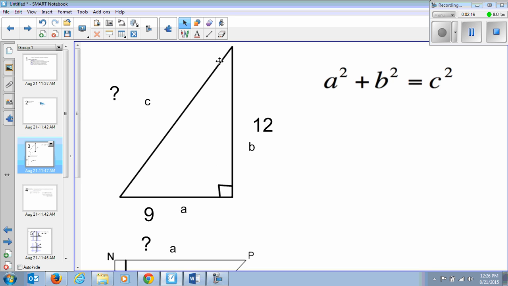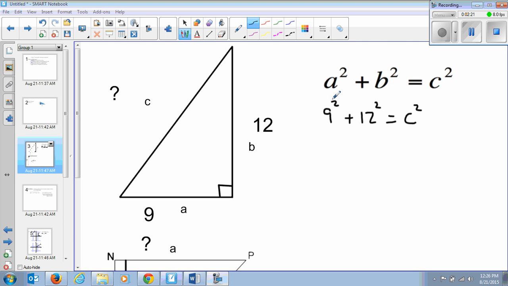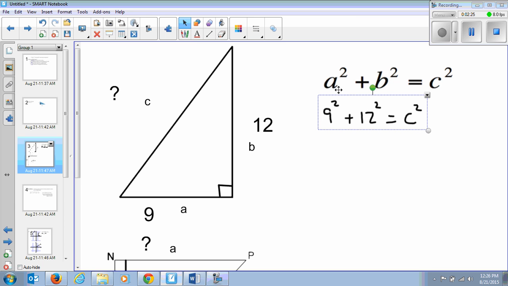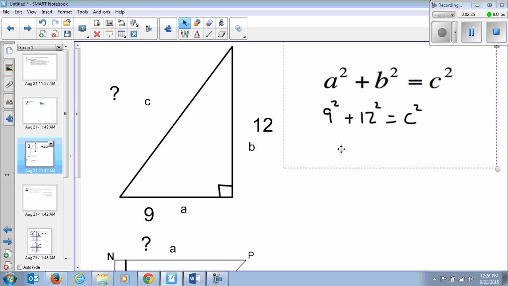Well, now let's go ahead and write in some values here. So now I've written my Pythagorean theorem over here. If you look, we have a squared, 9 takes the place of a, so we have 9 squared plus b squared, 12 takes the place of b, equals c squared, which is our hypotenuse. I don't know what it is, so I'm just going to leave it c squared.